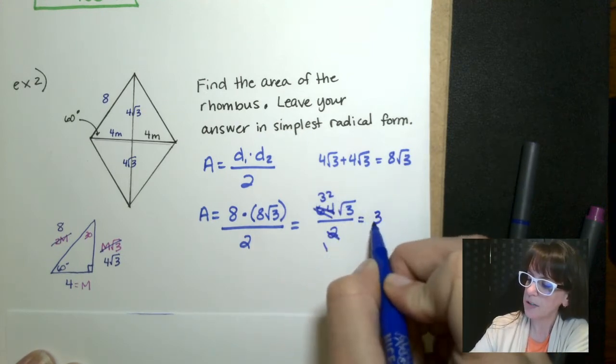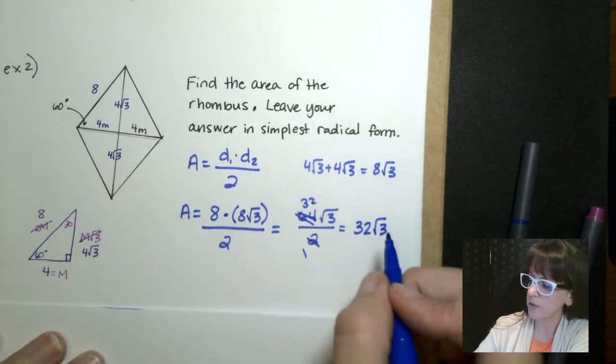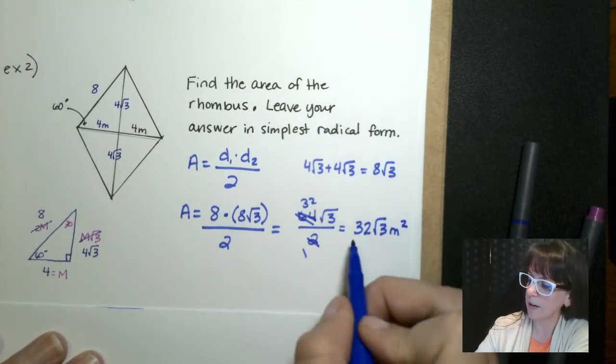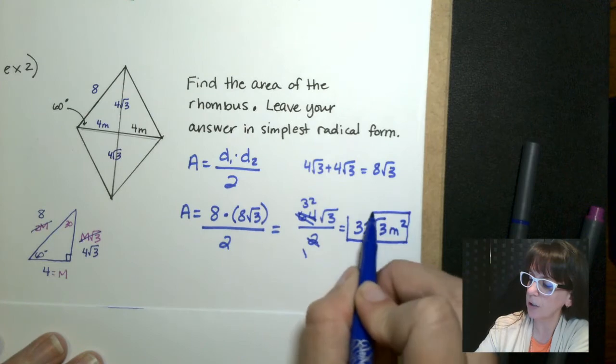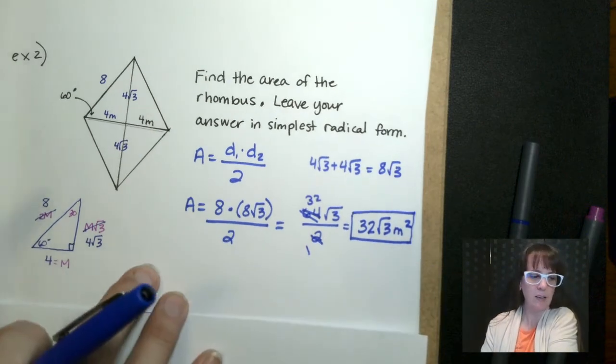And so my answer is 32 root 3, and we're talking meters, so meters squared. So my area is 32 root 3 meters squared. All right, now let's take a look at the kite.